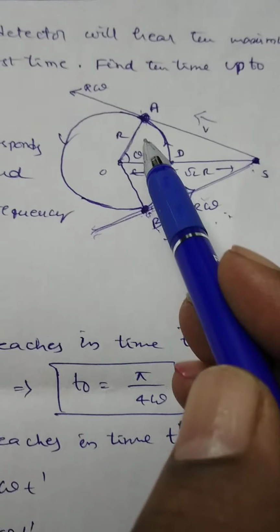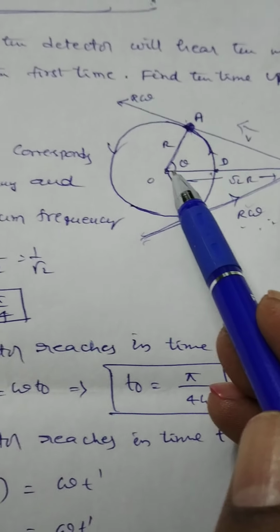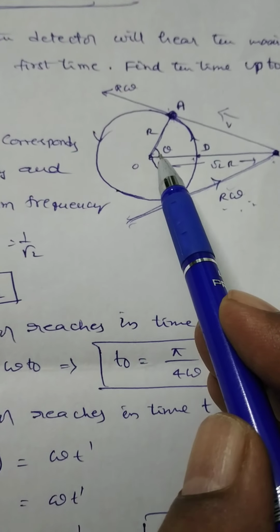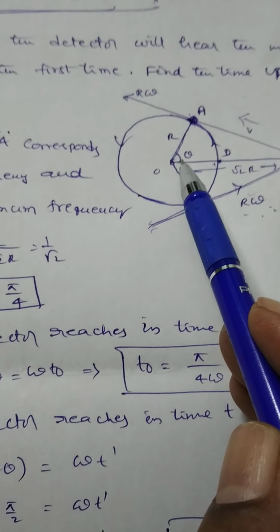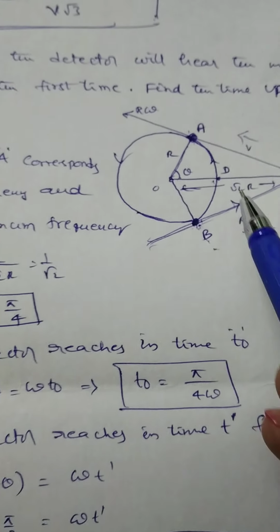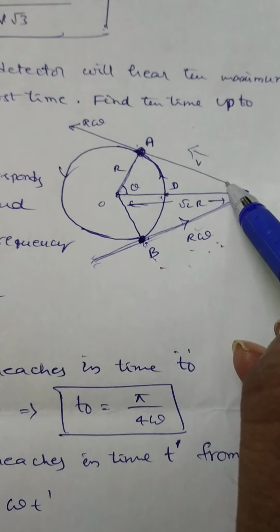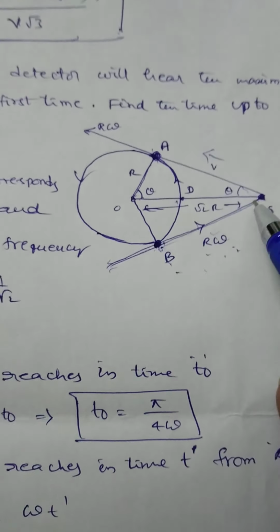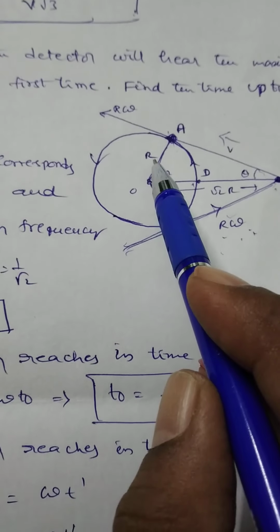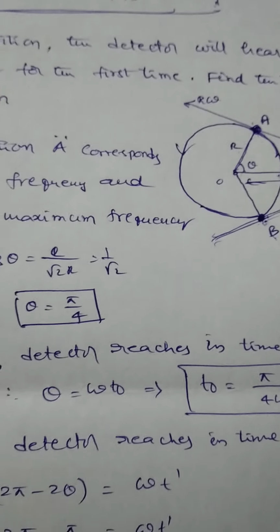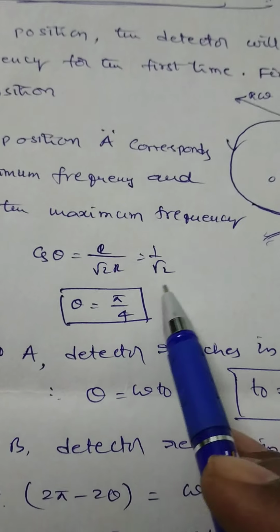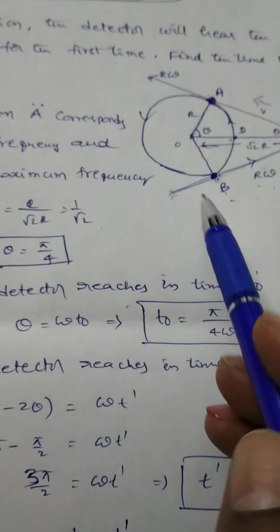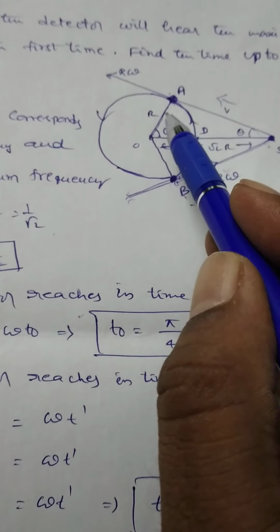From this diagram, this angle is 90 degrees. Let this angle be theta. Then cos theta is equal to adjacent side by hypotenuse, which is r by root 2 into r, that is 1 by root 2. So theta becomes pi by 4. Theta is equal to pi by 4. So here this is theta and this is 90 degrees.